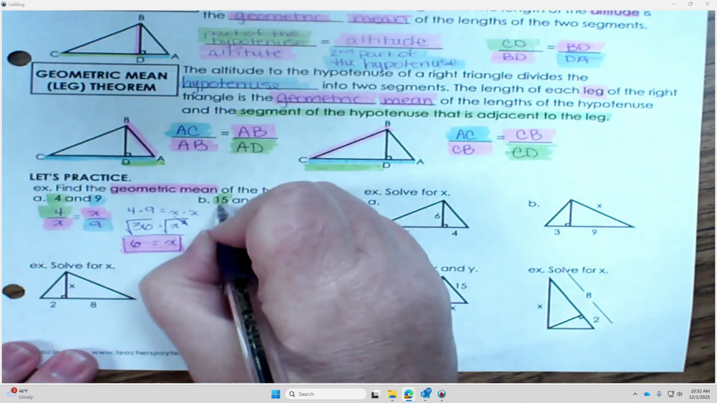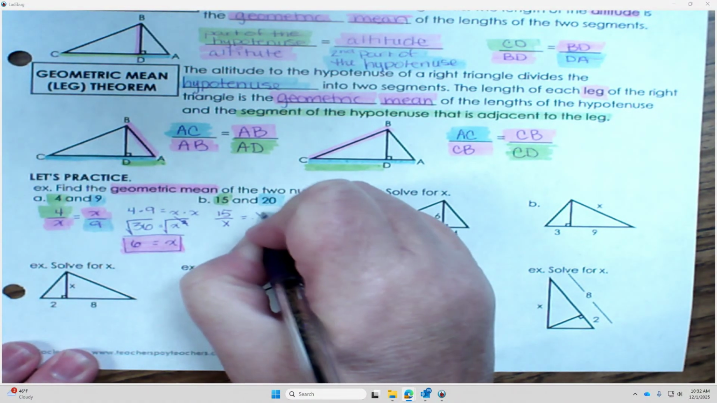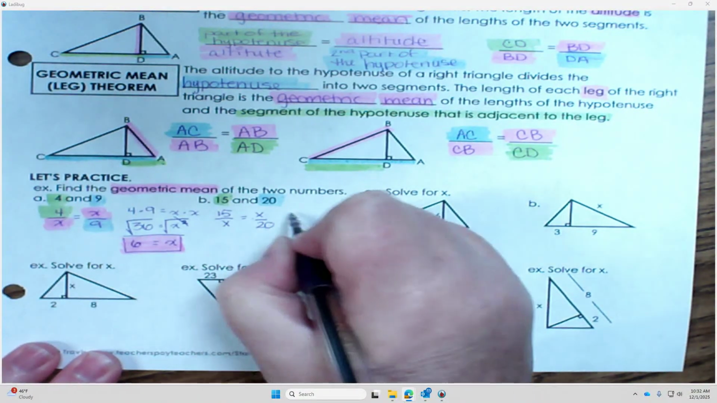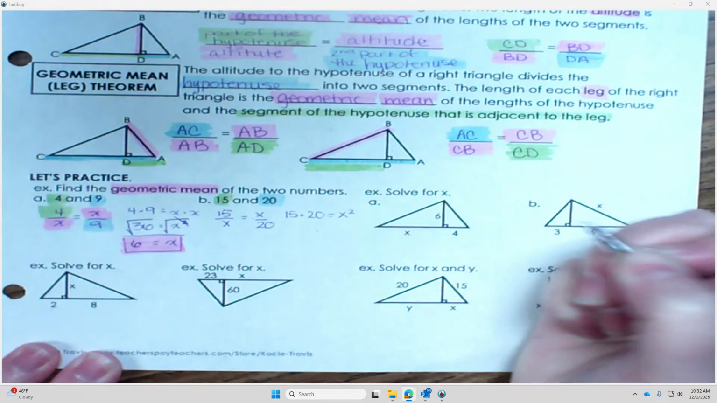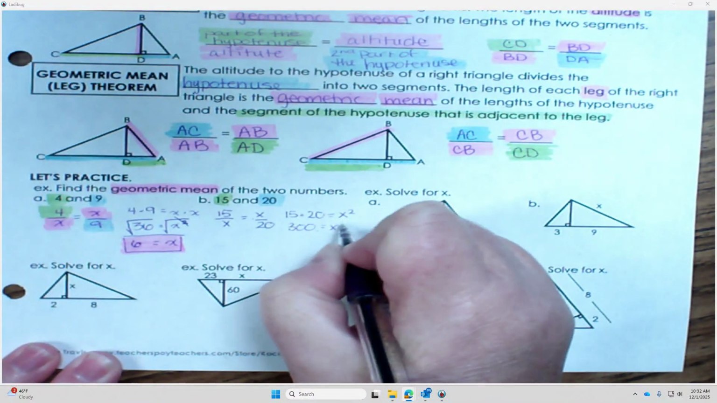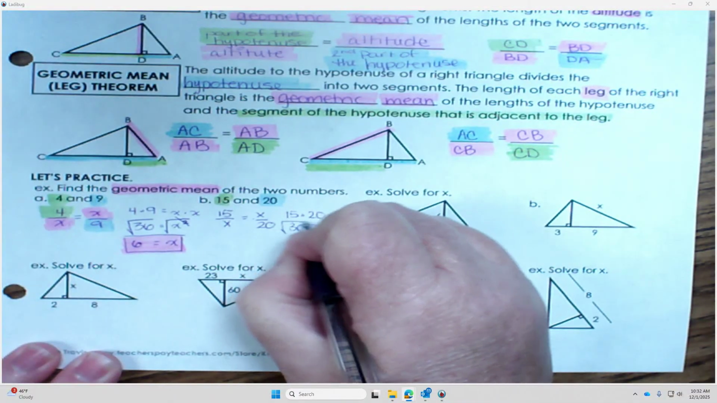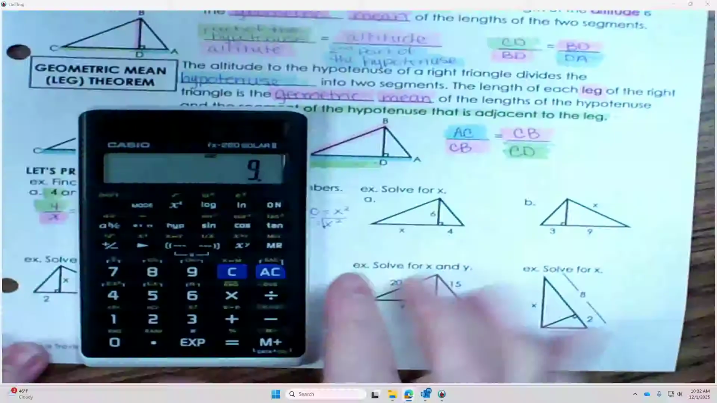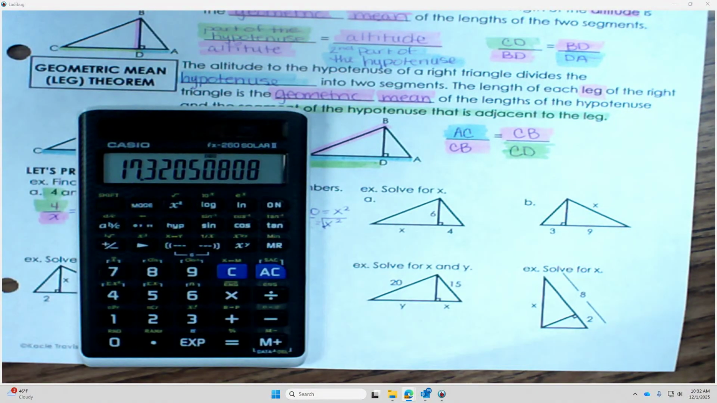So we're going to set up the equation the same way. 15 over x is equal to x over 20. We get 15 times 20 is equal to x squared. 15 times 20 is 300. And to get x by itself, I need to square root both sides. But I want to show you something, and this is an important thing for you to know. If I take 300 and I square root 300, I get this.